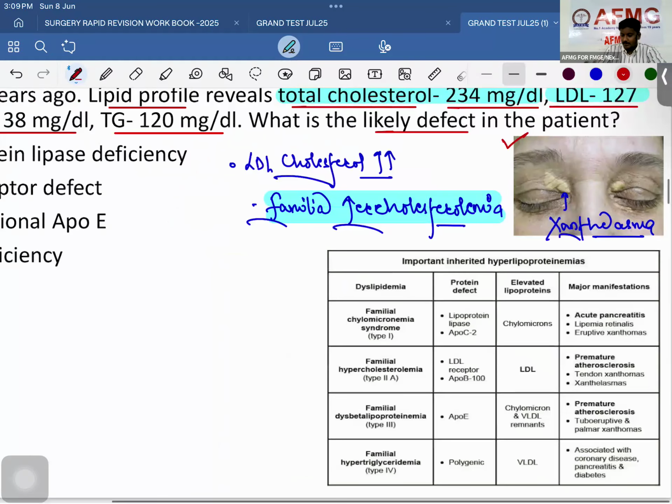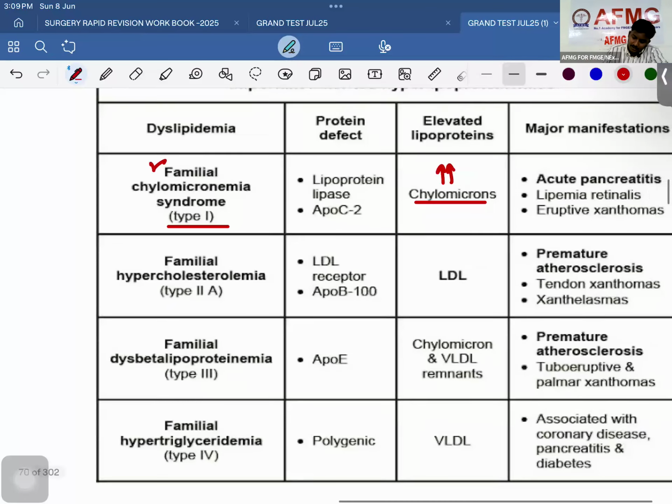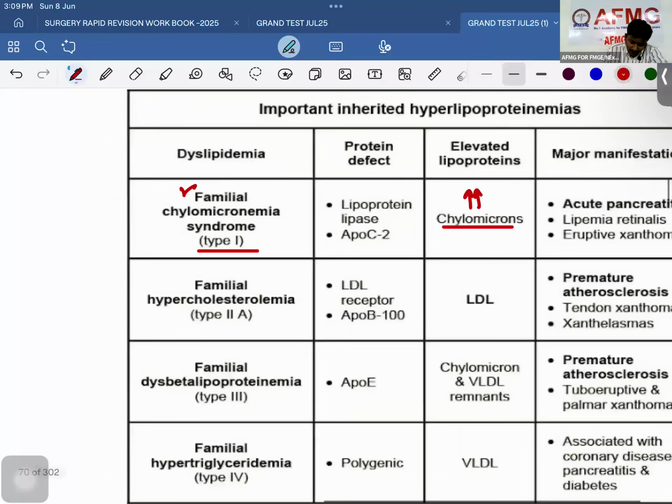Now if I talk about the types of hyperlipidemia and hyperlipoproteinemia in short, then please remember: type 1 is known as familial chylomicronemia, beta, and in this patient obviously the lipoproteins which will be more are going to be chylomicrons. We know chylomicrons are known to transport what, cholesterol or triglyceride? It is known to transport triglyceride. So this is a case of hypertriglyceridemia, beta.